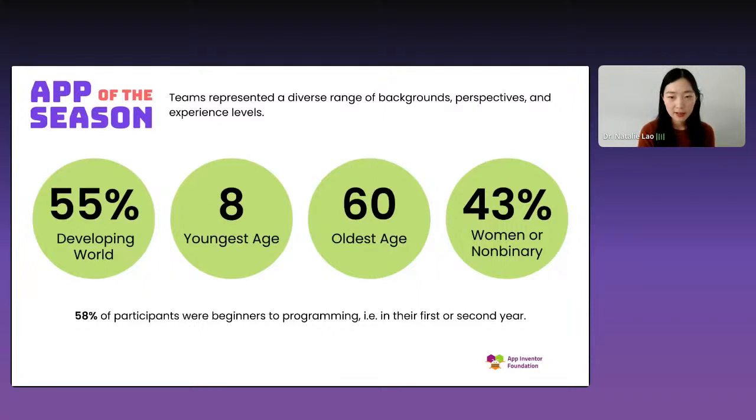and we saw an extremely diverse range of participants. So 55% of students who participated came from the developing world. The youngest was 8 years old and the oldest was 60 years old. So we had some really lovely family groups who made apps for grandma or the community senior center. And 43% were women or non-binary, which is a huge number for these types of events. And we also saw that about 60% of participants were beginners to programming. So it's a very easy entry-level hackathon to participate in.